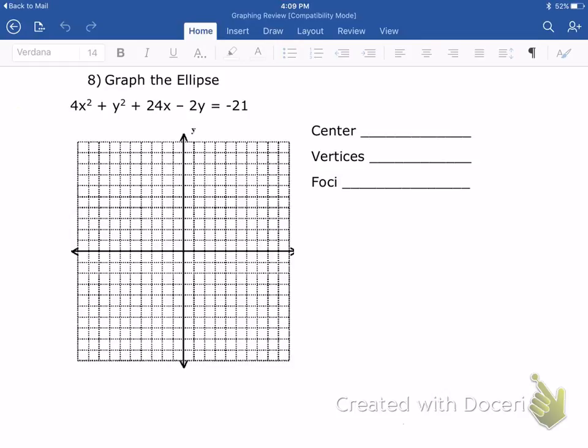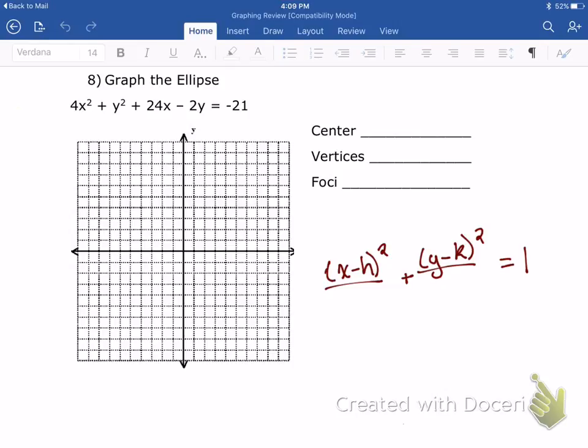But we have the center of our ellipse. It looks similar to our circle. So it's going to be (x minus h) squared, and then we're going to have (y minus k) squared, all of that equal to 1.